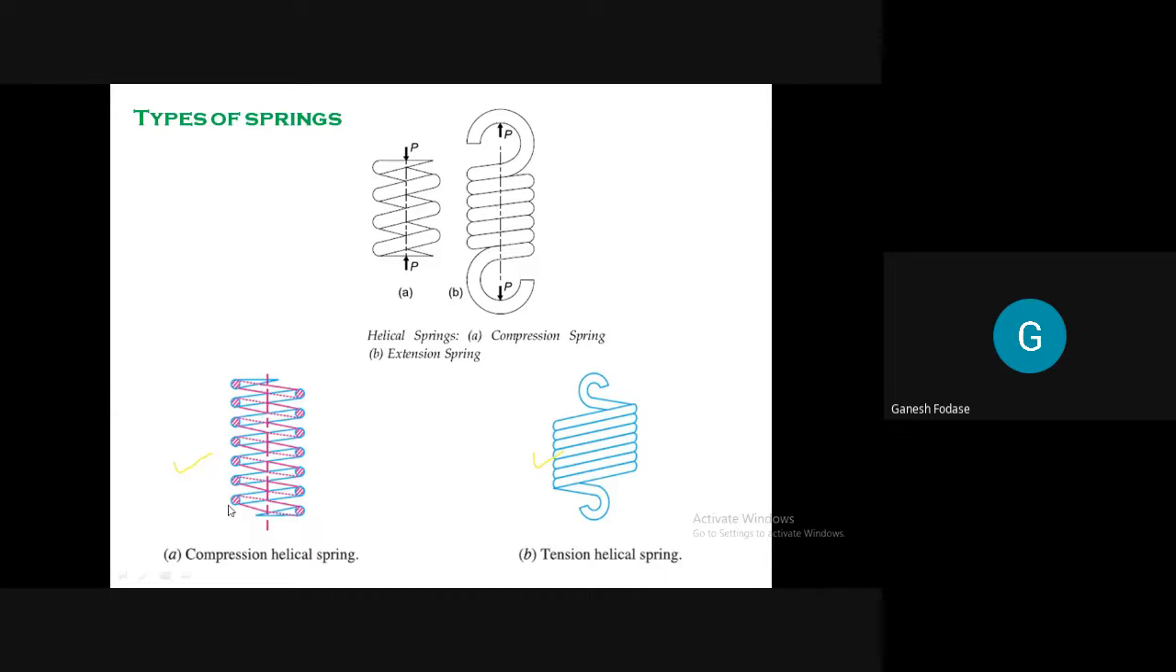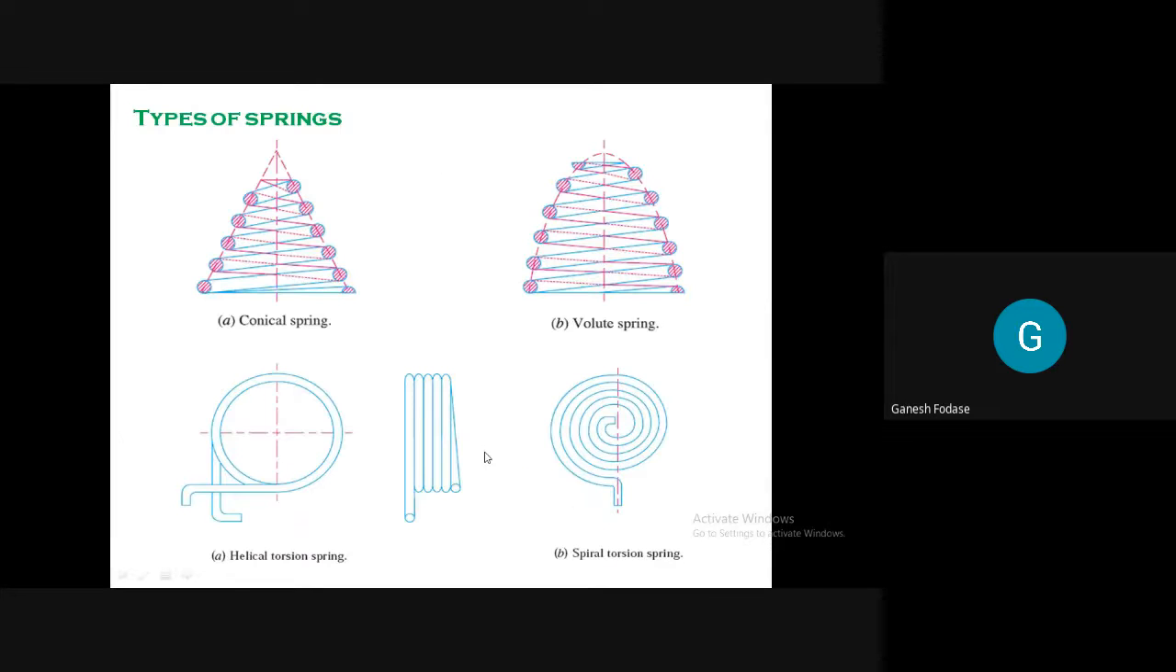Okay. Along with this helical compression and extension spring, one more spring is there called a tension helical spring. Okay, we can say this tension helical spring is similar to here. It is this one, and this one is a compression. Along with this, there is one more spring called a torsion spring. Okay, I think it is shown here.